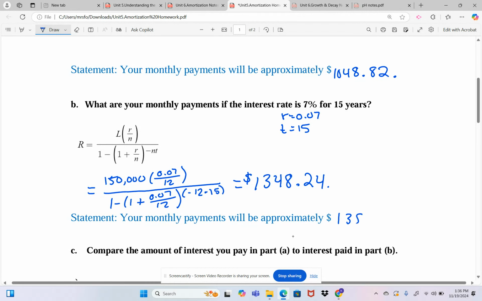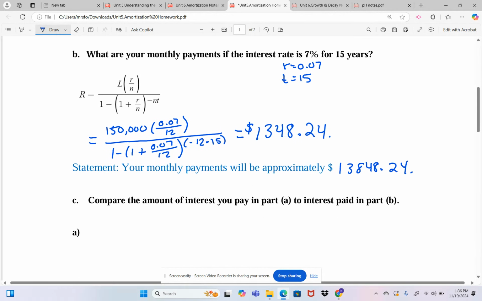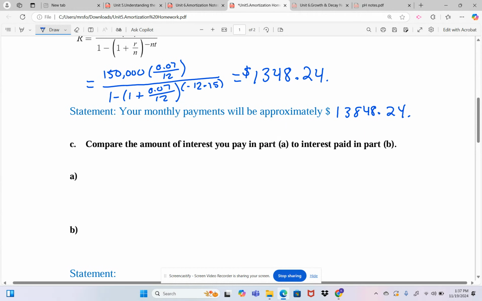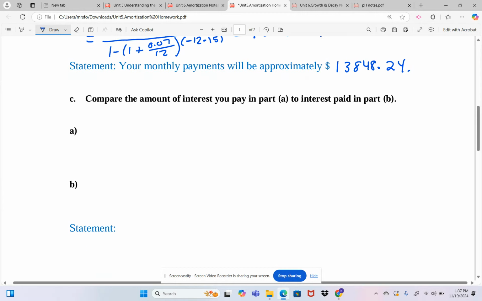$1,348.24. Now, while that may seem like, oh, well, it's more, in the grand scheme of things, you'll pay a lot less because you're making less payments at a lower interest rate. So it says compare the amount of interest. Yeah, that's a negative 12 times 15, sorry. Compare the amount of interest that you paid in Part A to Part B.